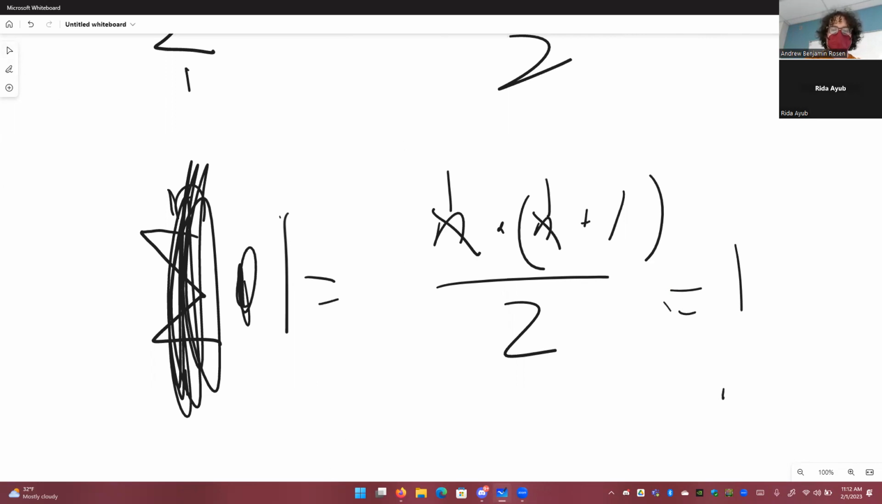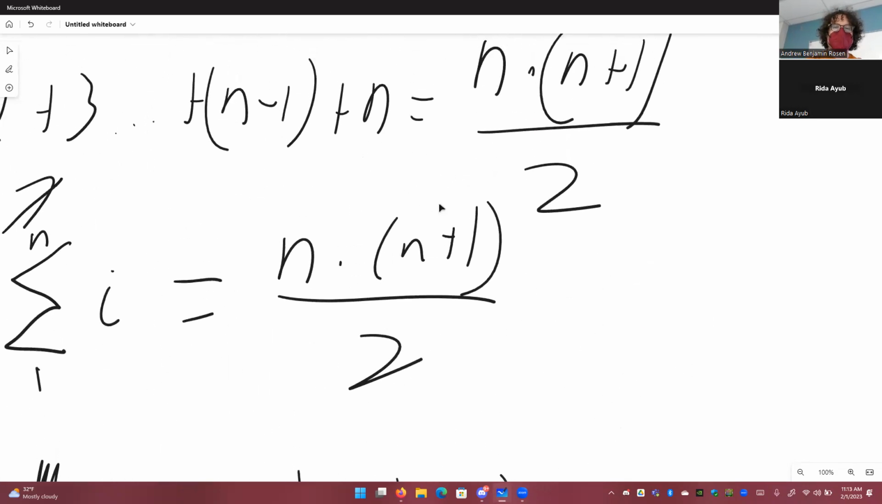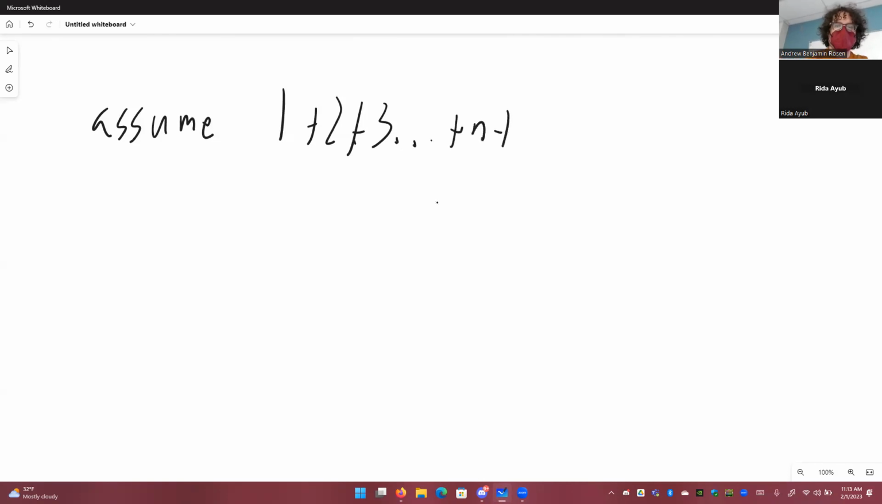Now part 2 is the kind of interesting part, I feel, which is that we assume 1 plus 2 plus 3 plus all the way to n minus 1 plus n. Or rather, I should say, rather than n, I'm going to replace it with k. Assume that all the way to k minus 1 plus k, assume this is true. Notice all I've done is replace the n's with k's, okay?